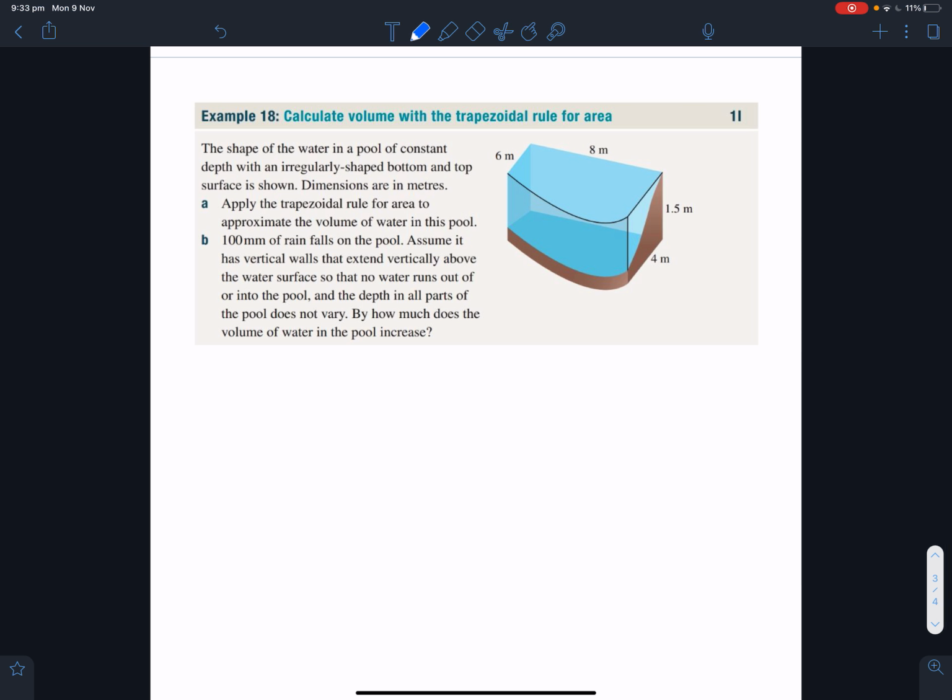Alright, let's have a look at this one. It says the shape of the water in a pool of constant depth with an irregularly shaped bottom and top surface is shown. Dimensions are in meters. Apply the trapezoidal rule for area to approximate the volume of water in this pool. Okay, so let's work out the trapezoidal rule for the top first. So it's DF plus DL multiplied by the width divided by 2, and then you're going to multiply that by the height of the shape.